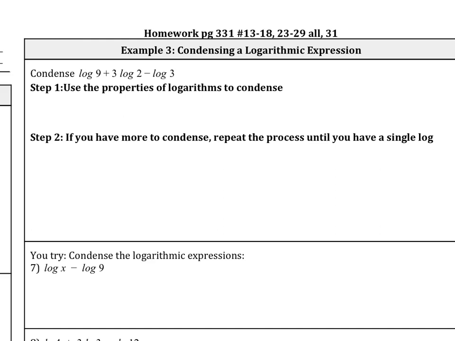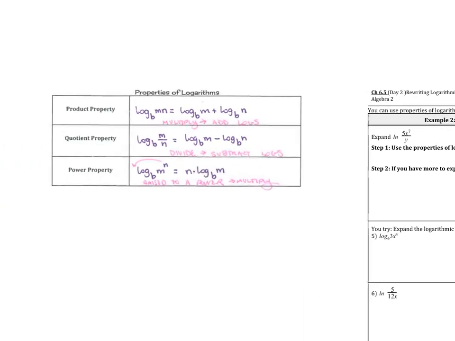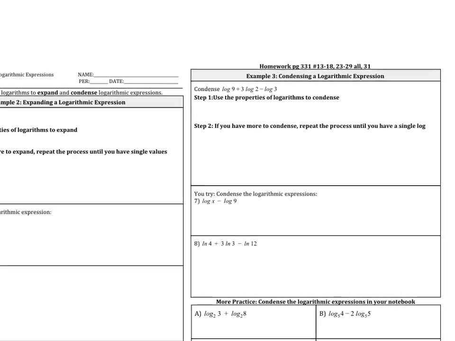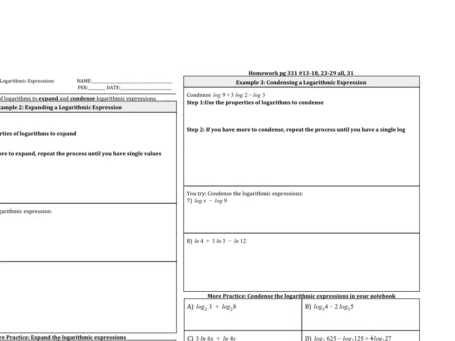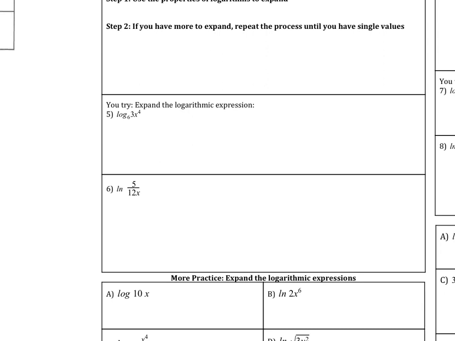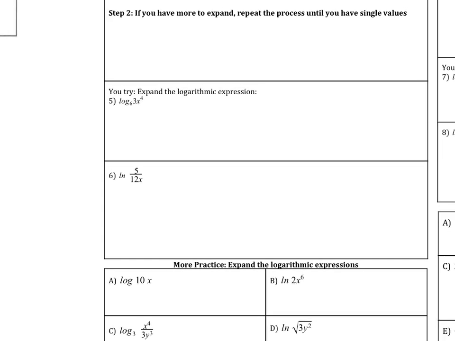Now we're going to take a look at condensing log expressions. So we have log of 9 plus 3 log of 2 minus log of 3. So again, looking at our properties of logarithms. Now we're going to condense. We want them as a single log, so I shouldn't see them all separated. It condenses into a single one, just like we have here. Our goal is to get it all down to this where we have a single log.